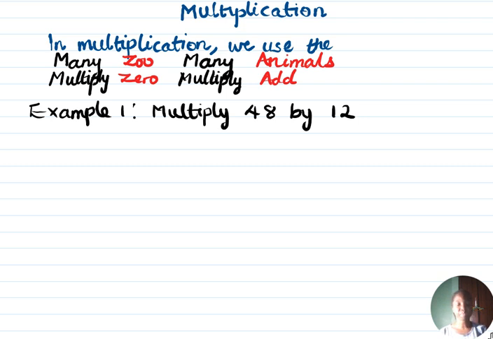Now let's see example 1. It says 48 multiplied by 12. The first thing we are going to do is write out our 48 and our 12. The next thing we are going to do is write our "many zoo, many animals."